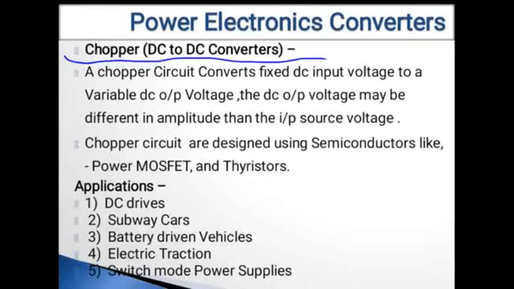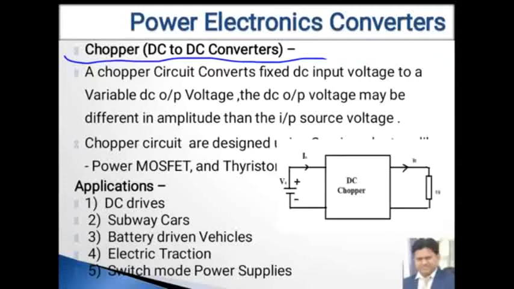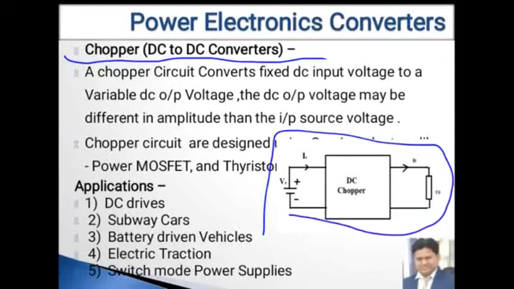And next you can see the block diagram of the chopper. In this block diagram you can see that on the input side there is a fixed DC voltage, and on the output side we are getting a variable DC output voltage by varying parameters like duty ratio or duty cycle. So this is the fundamental concept of the chopper.